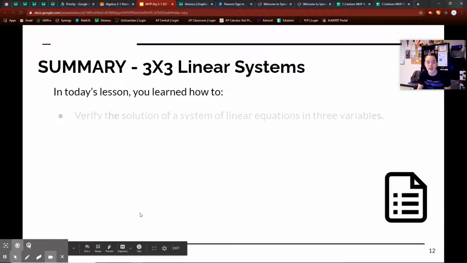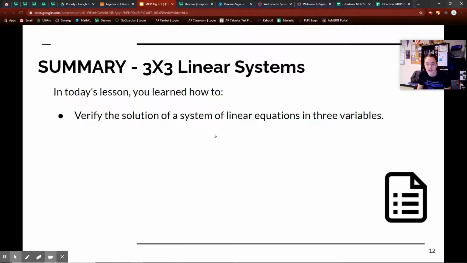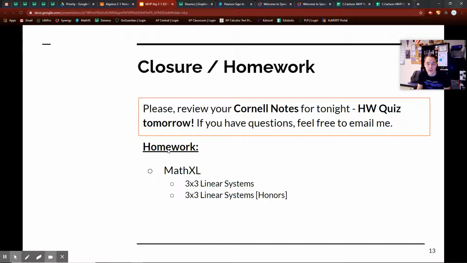Okay, what did we learn? We learned how to verify the solution of the system of linear equations in 3 variables. And we also solved systems of linear equations in 3 variables while solving problems using systems in 3 variables, like models, applications, and stuff. Homework quiz will be tomorrow, guys. It's 30 minutes, 3 questions.